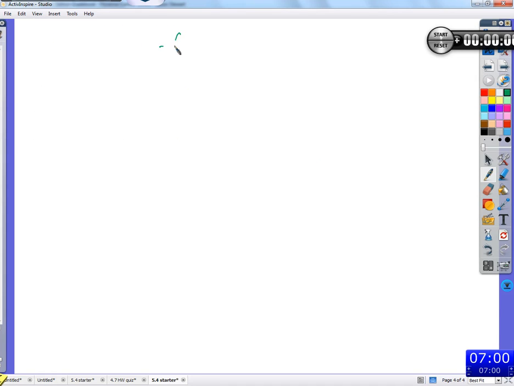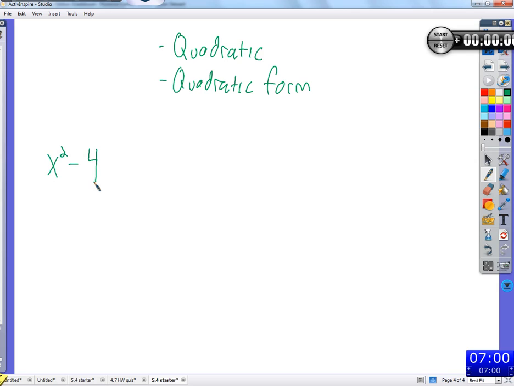So far we have quadratics that we can factor for the most part. If they're factorable, we can factor them. We have quadratic form. Okay, so there's a couple. Something like x squared minus 4. Factor x squared minus 4. It's a special pattern we've already familiarized ourselves with.